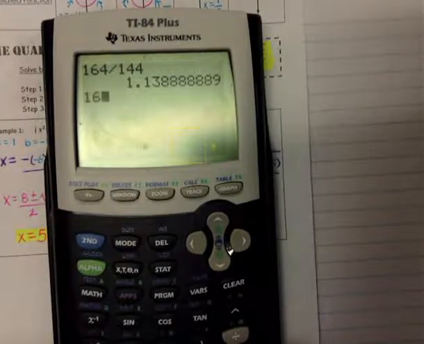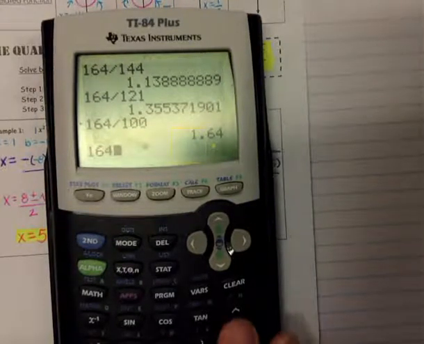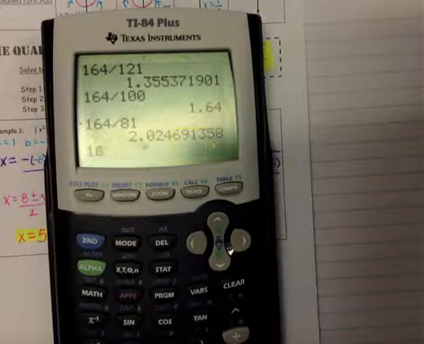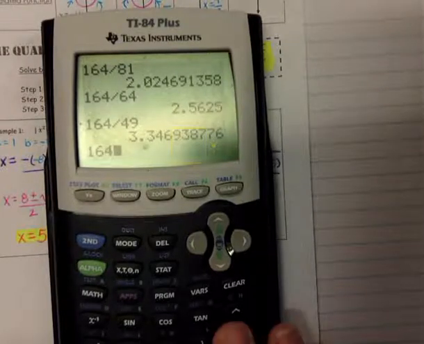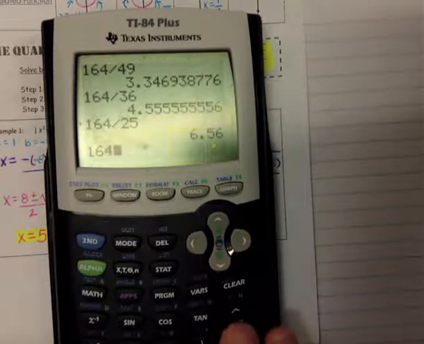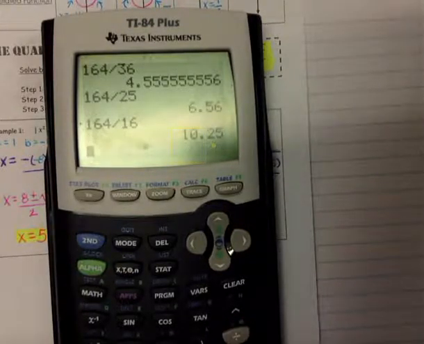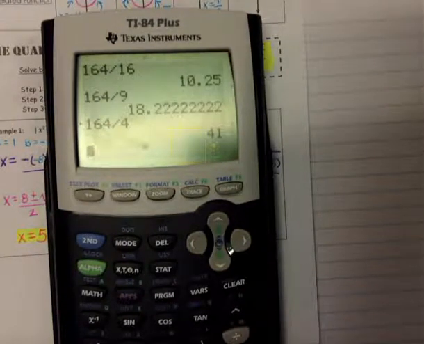Does not work. 164 divided by 121. 164 divided by 100, which we knew would not work. 164 divided by 81. 164 divided by 64. 164 divided by 49. 164 divided by 36. 164 divided by 25. 164 divided by 16. 164 divided by 9. 164 divided by 4. So 4 does work.